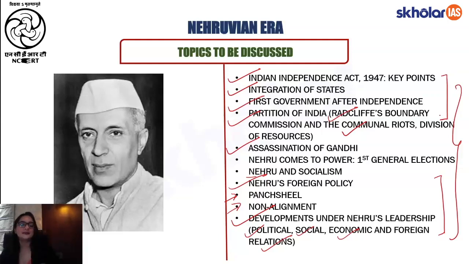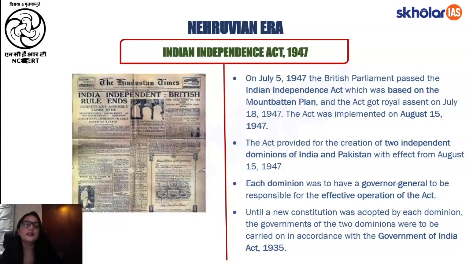So let's begin. Now, students, the post-independence period begins with the time when India got independence, which was based on an act known as the Indian Independence Act. So basically, students, this particular act was passed by the British Parliament on 5th July 1947, and this was based on the Mountbatten Plan. Herein, you must note that this act received the royal assent on July 18, 1947. However, it was implemented on August 15, 1947.